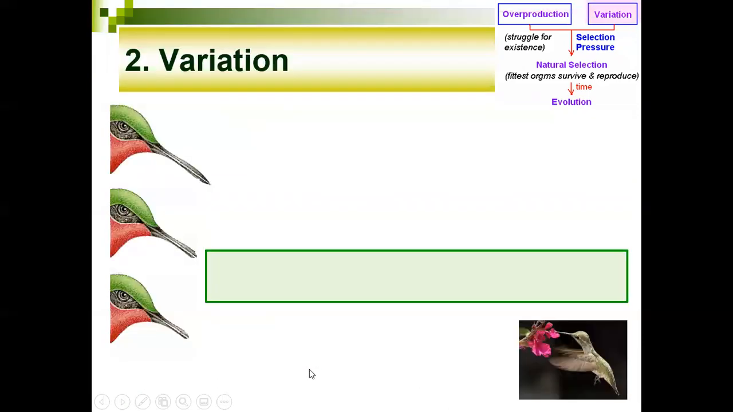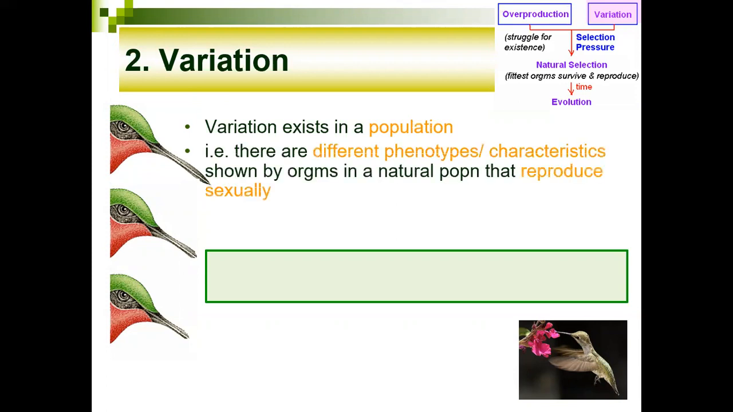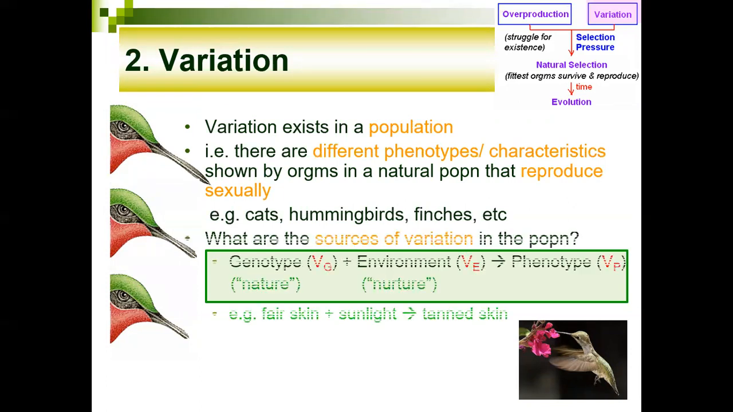Okay. So now we have looked at variation. Let's learn a little bit more about the variation. We know variation exists in population. That means there are different phenotypes or characteristics shown by organisms in a natural population that reproduce sexually. Like in the whole class, everyone looks different, right? So there's variation in the phenotype already, in a population that is sexually produced. Cats, humans, hummingbirds, finches, etc.